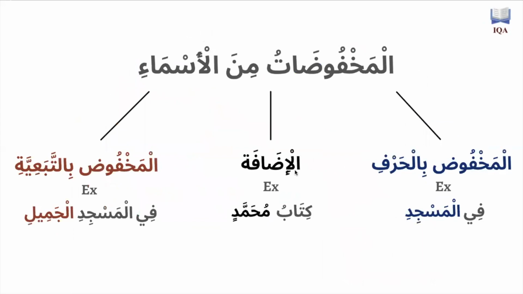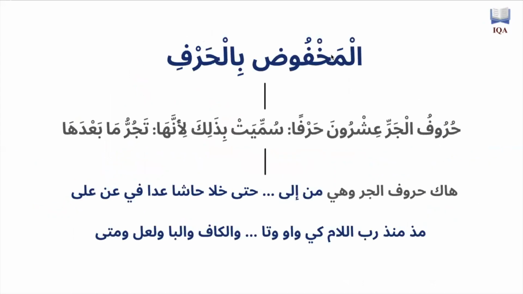Okay? So what are the huruf al-jar? Al-makhfud bil harf, the word that is majrurun or makhfudun because of a harf, is the word that is majrurun because of a harf jar. And the huruf al-jar are prepositions. There are 20 different types of huruf al-jar. سميت بذلك لأنها تجر ما بعدها. These particles are called huruf al-jar because they make what comes after it majrurun. It makes the noun that comes after it majrurun.